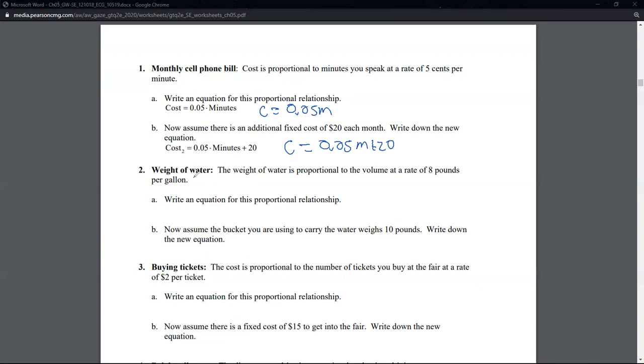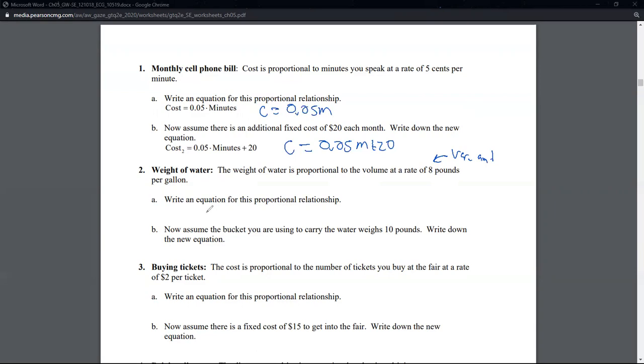Next up, weight of water. The weight of water is proportional to the volume at a rate of 8 pounds per gallon. So since this is our rate, and they even use the word proportional, this is what we multiply by the variable. This is the variable amount, the rate, but we have to give it the variable, of course. Write an equation just for that.